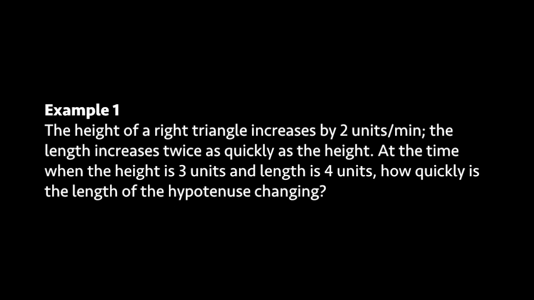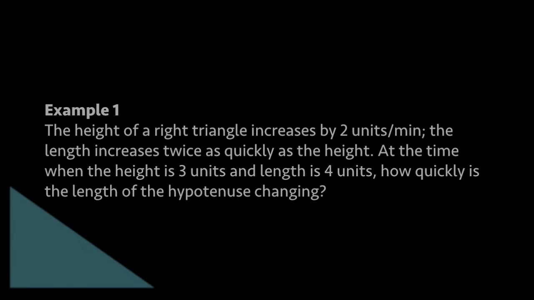Example number 1. The height of a right triangle increases by 2 units per minute. The length increases twice as quickly as the height. At the time when the height is 3 units and the length is 4 units, how quickly is the length of the hypotenuse changing?